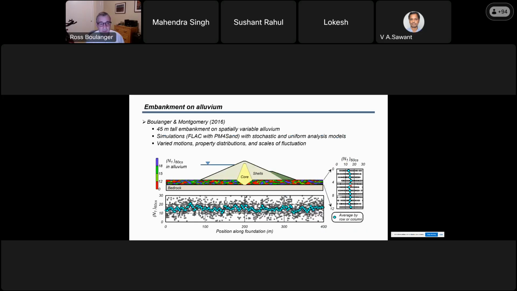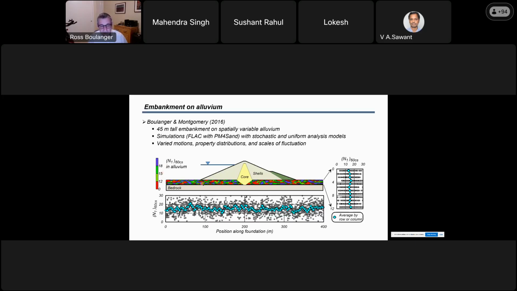I'm going to start with some work that Jack Montgomery had done, and it's illustrated in this schematic, or this drawing. It's a 45-meter tall embankment dam on spatially variable alluvium. We're going to run the simulations with the program FLAC using our PM4 sand constitutive model. And we're going to run them once with stochastic properties, and that's shown with these contour zones. The red zones are going to be very low SBT blow counts. The dark blue are higher blow counts, and the green are in the middle. And then we'll run it later with the uniform model. I'll show you that in a second.